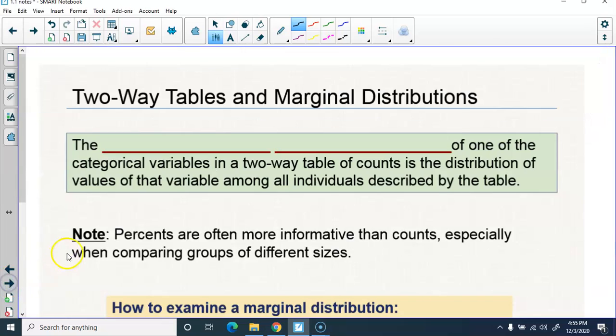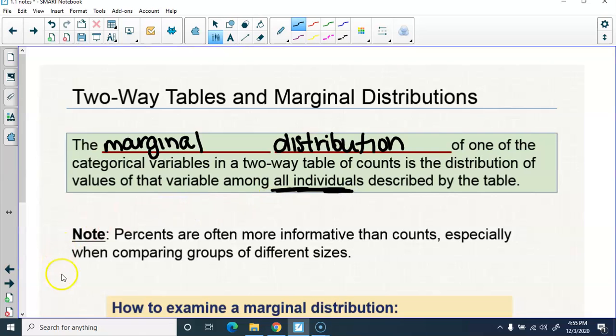Okay, so now we move on to marginal distributions. The marginal distribution, which is what we just calculated. Again, remember I said that that's out of the total. Marginal distribution of one of the categorical variables of a two-way table of counts is the distribution of values of that variable among all individuals described by the table. So this is important about marginal distributions.